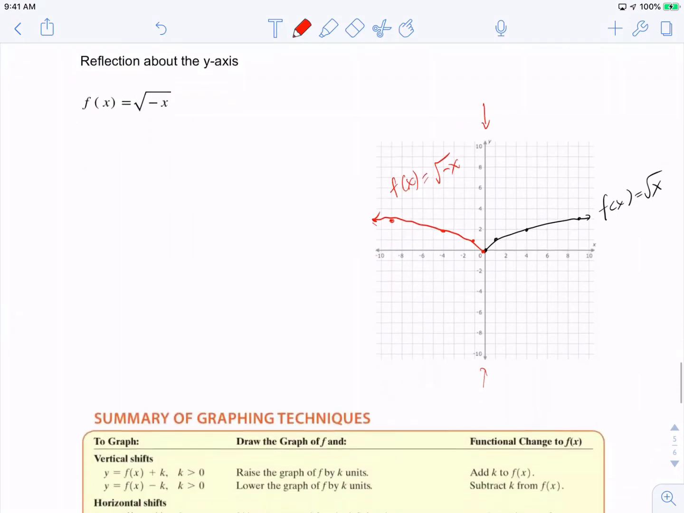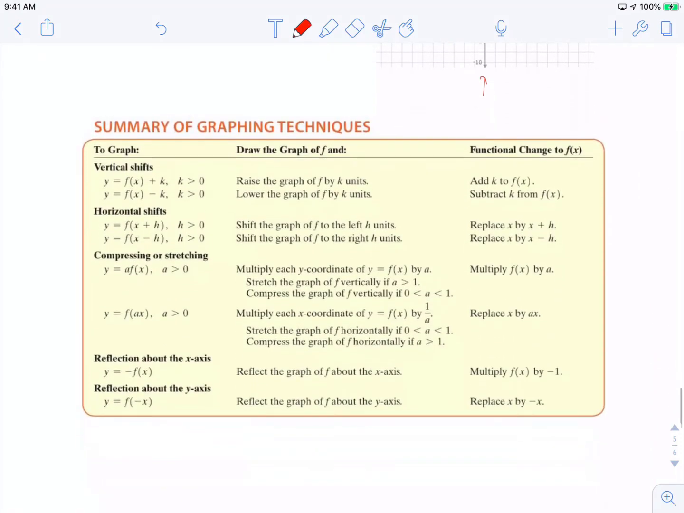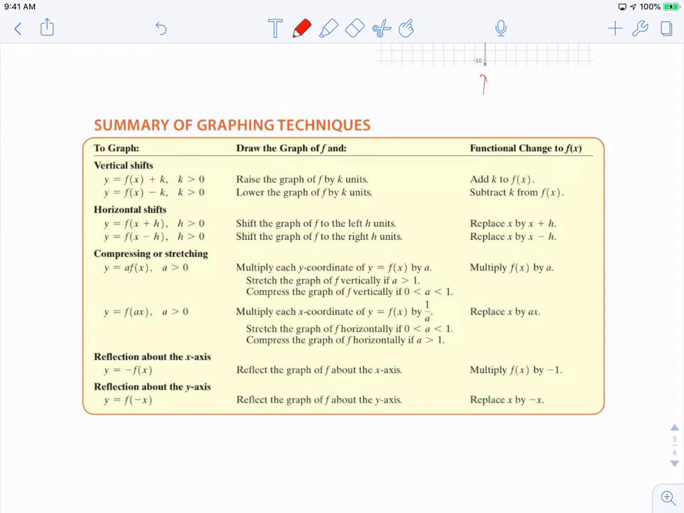Okay. Here is a summary of the graphing techniques. This might be useful to have for our first exam if you want to use it. I think I've left it here long enough for you guys to be able to see. These are the graphing techniques for section 1.6. As always, all the best.